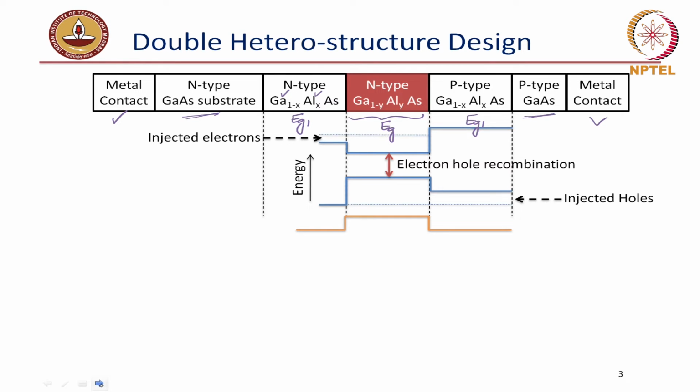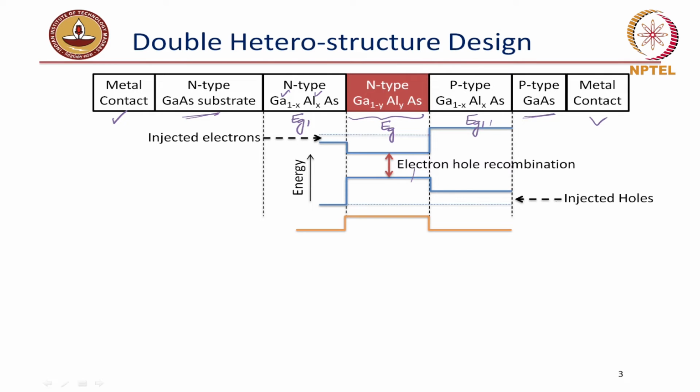The consequence is that, for instance, this is the N type side, so you have injected electrons here. They get trapped in this region. The band gap in this P type region is larger, and hence the electron hole combination gets trapped in this active region, this region that is sandwiched between the P and the N, and all the electron hole recombinations happen in this region.